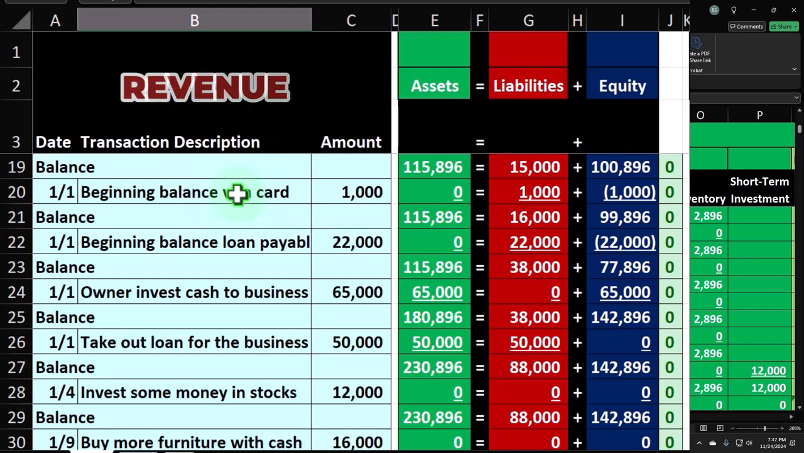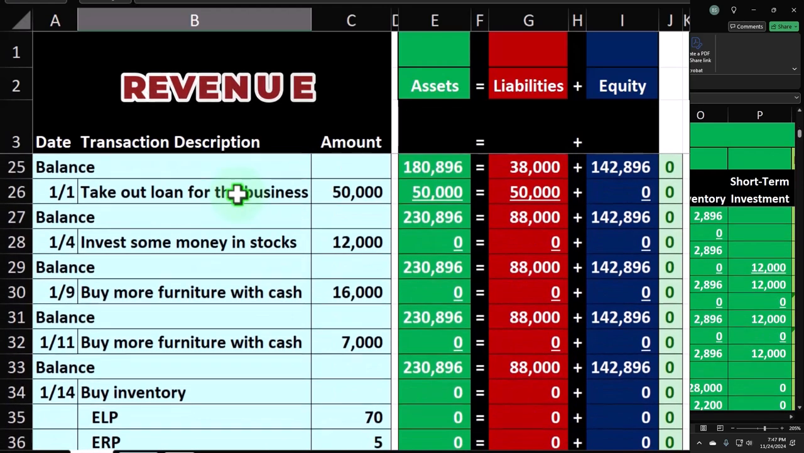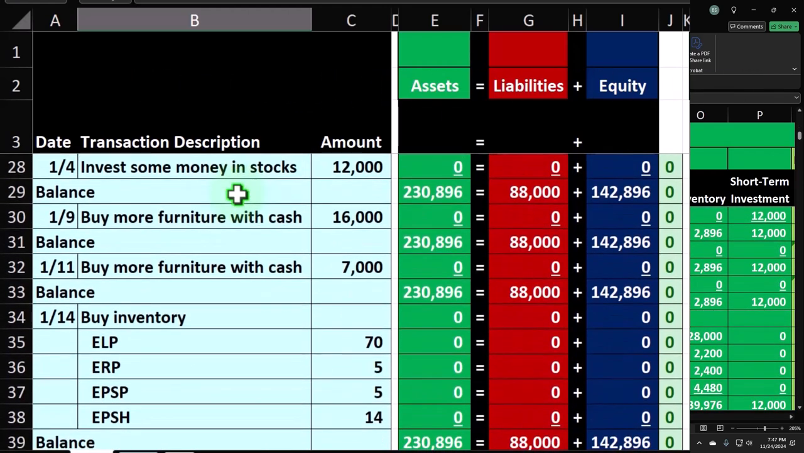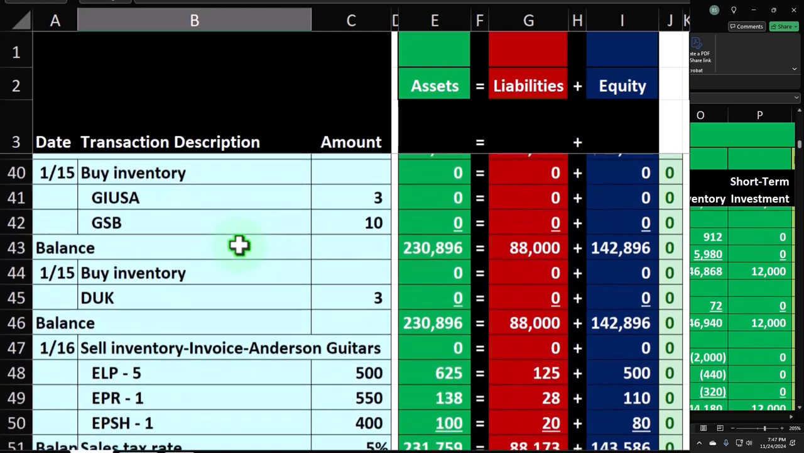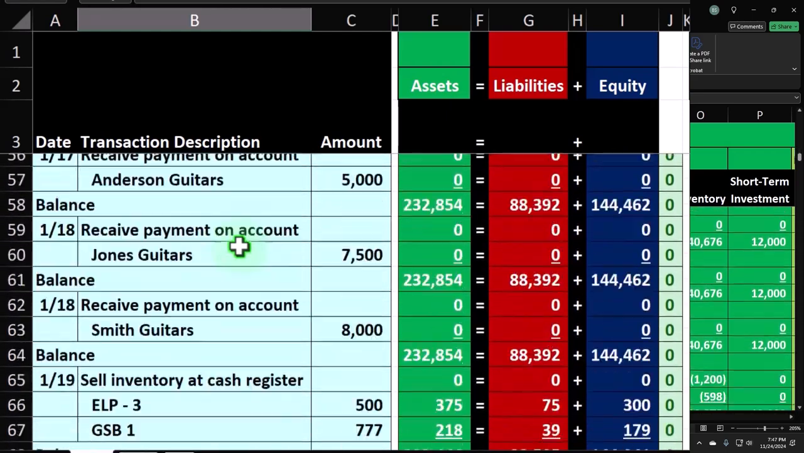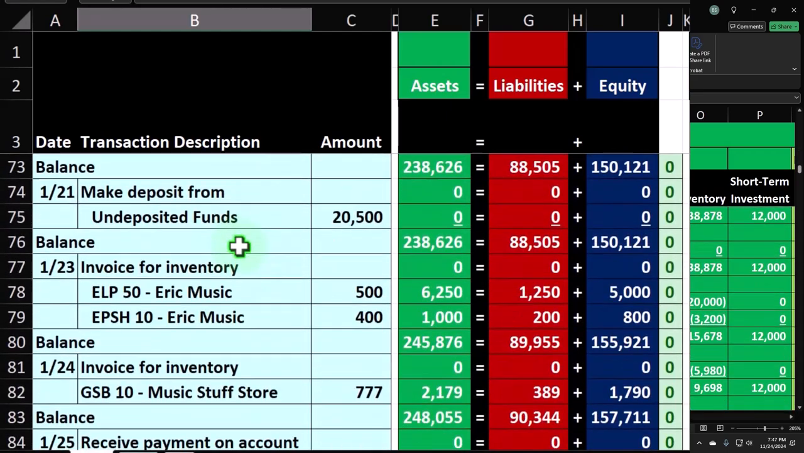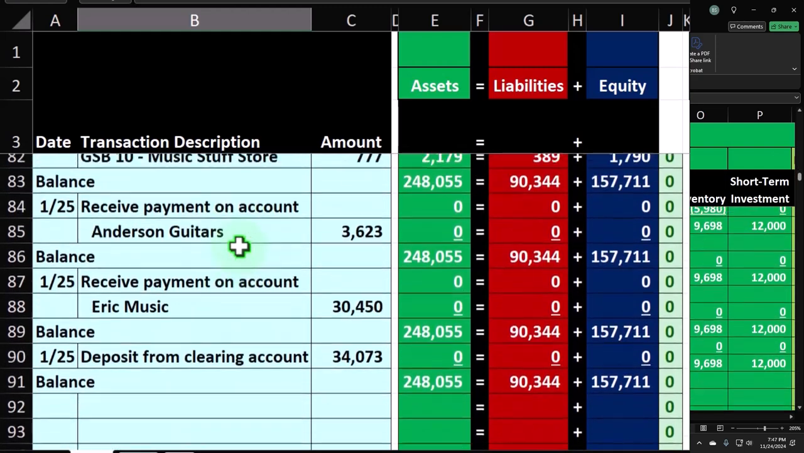Cash could come from the owner. Cash could come from a bank in the form of a loan oftentimes. Once we had the cash, we then used it to purchase the stuff we need to help generate the revenue, which is going to be the fixed assets, property, plant, and equipment, as well as the inventory. Then we started our normal business operations. We're selling guitars over here and doing service items of guitar lessons is the idea. And we're continuing with the sales for the first month of our new accounting system at this time.